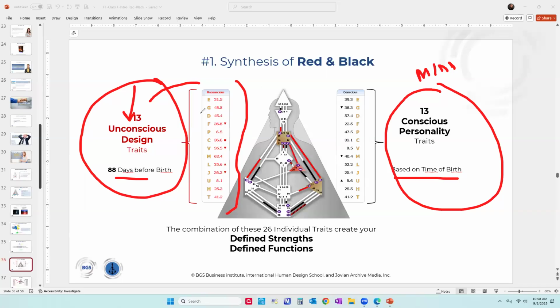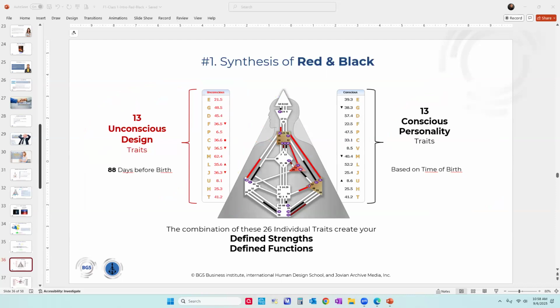That's the experience we're here to have, but it's our minds that are often getting in the way of that. So this is the first binary we must understand and how this synthesis comes together. It's the combination of these 26 individual traits, right? 13 here, 13 here, that come together to provide the definition in your design, including strengths and functions.